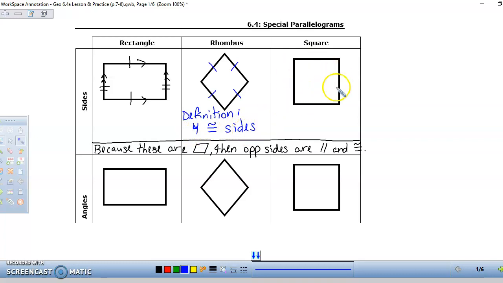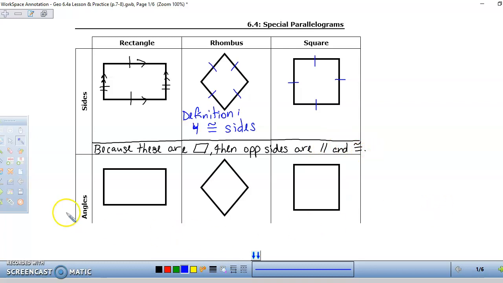Okay, square is a combination of a rectangle and a rhombus. But for a square, again, a square would be a type of rhombus. So they would also have four congruent sides. Okay, now all three of these would be parallel and also congruent.